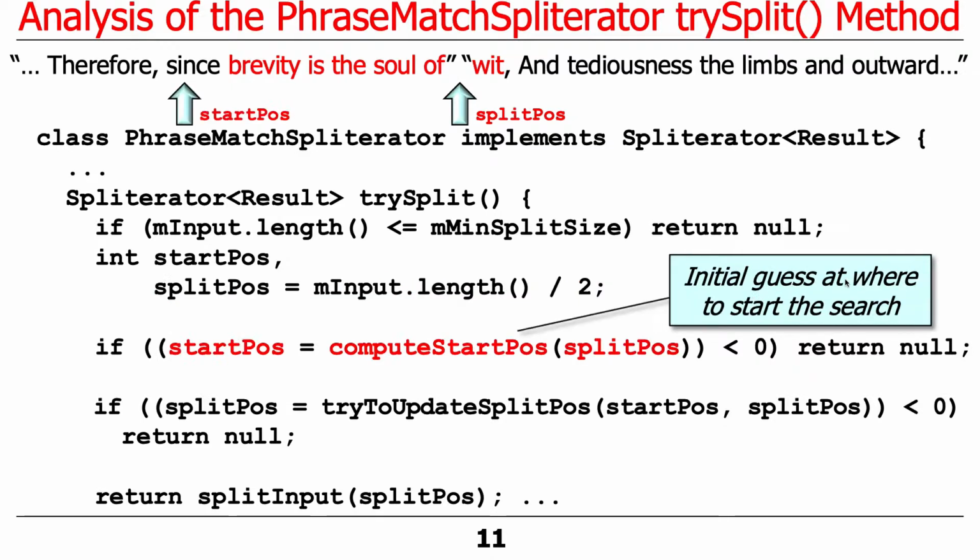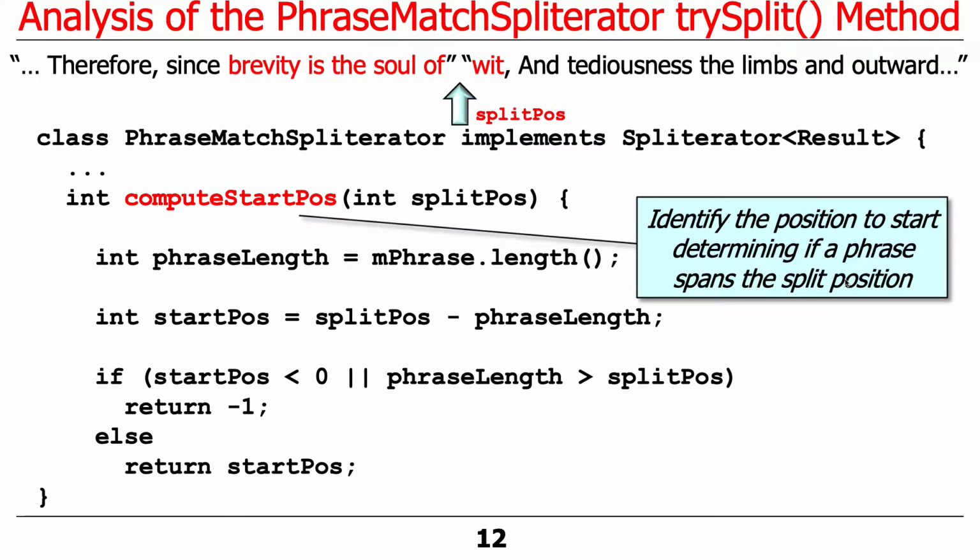Once we have guessed, we're going to call this method called computeStartPosition with our initial guess at the split position. That's going to try to figure out where the start needs to be in order to see if we're splitting across chunks. We'll look at computeStartPosition in a second.